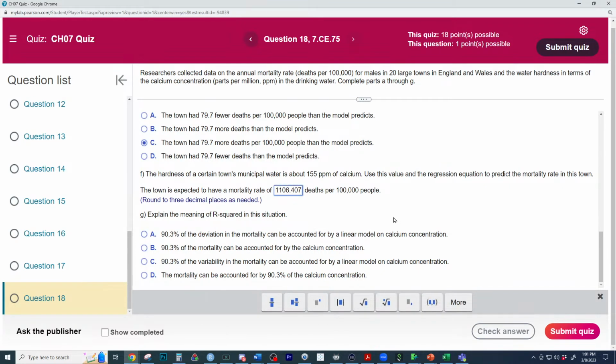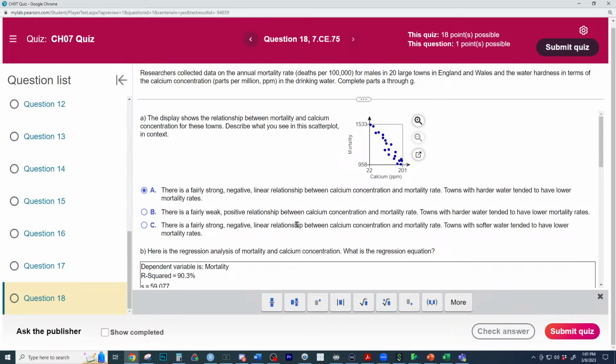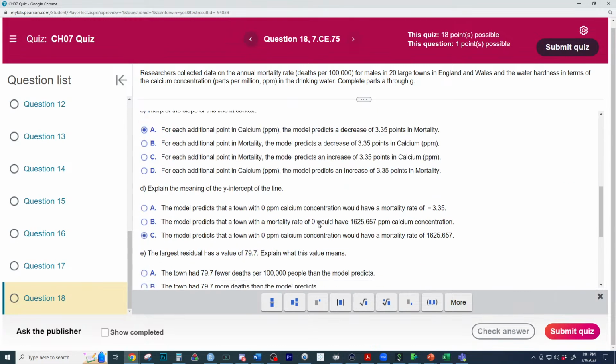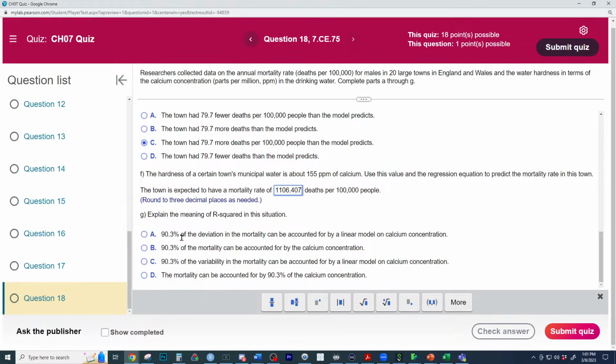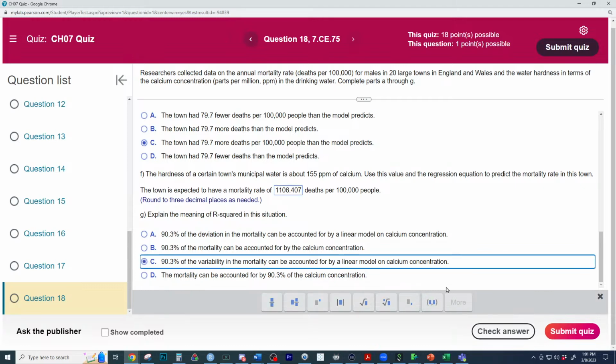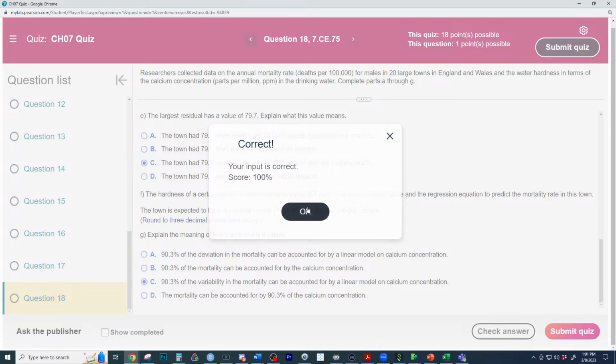Explain lastly the meaning of r squared. Blank percent of the variation in y can be explained by the variation in x. So if it's 90.3, it's 90.3% of the variation in mortality is explained by the variation in calcium. So 90.3% of the variability in mortality can be accounted for by the linear model on calcium.